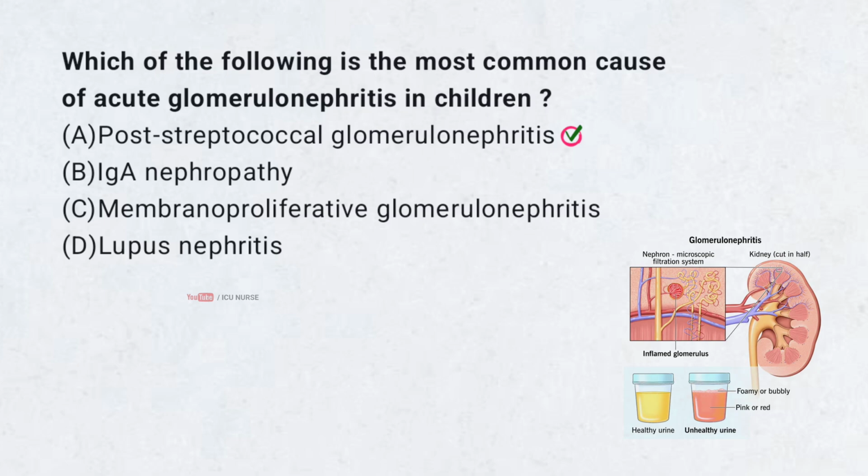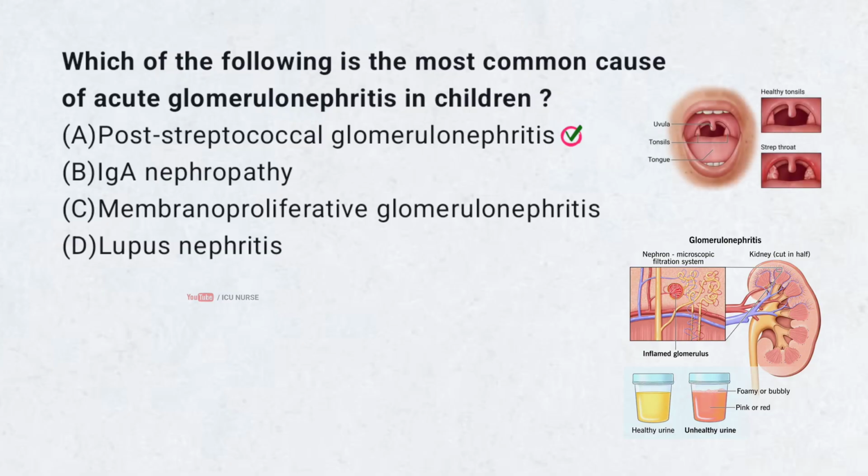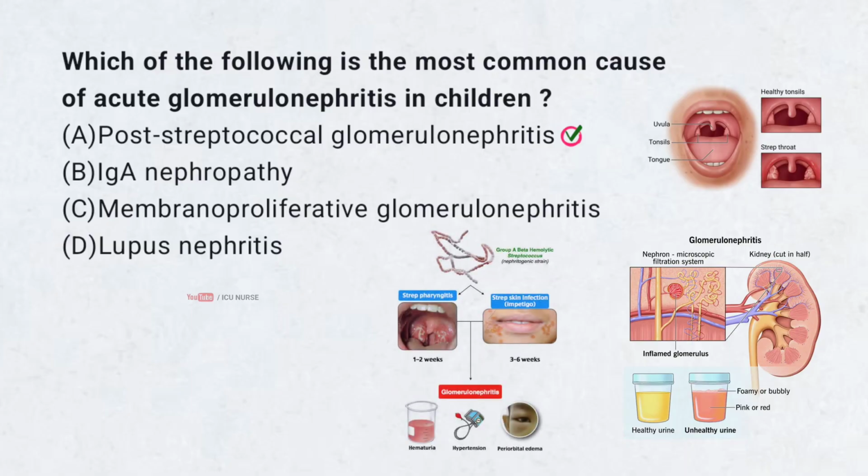Post-streptococcal glomerulonephritis is the most common cause of acute glomerulonephritis in children. It typically occurs 1 to 2 weeks after a streptococcal infection, for example, pharyngitis or impetigo. Symptoms include hematuria, proteinuria, hypertension, and edema.